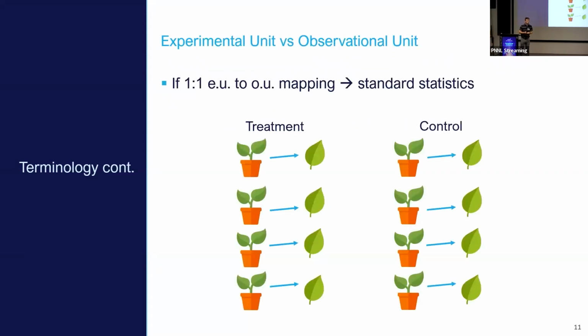So one thing to note here is that, when we're looking at experimental unit to observational unit, if we're working with a one-to-one mapping, we get to use standard statistics, which is nice because that's just an easier, simpler route. It's when we don't have that one-to-one mapping that we have to start going about doing more of those non-standard statistics.